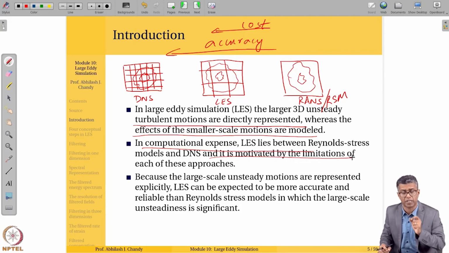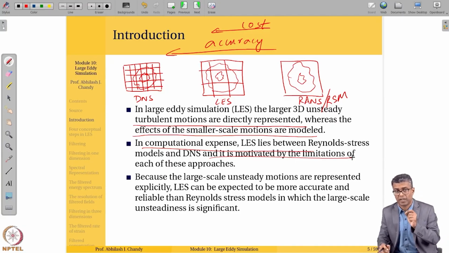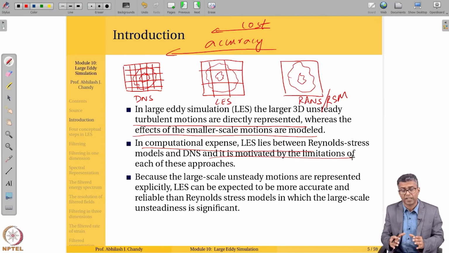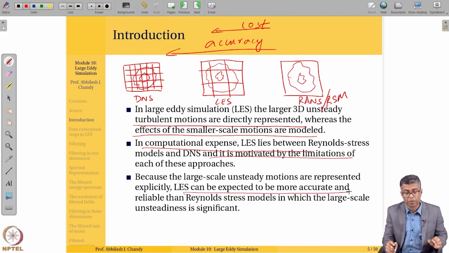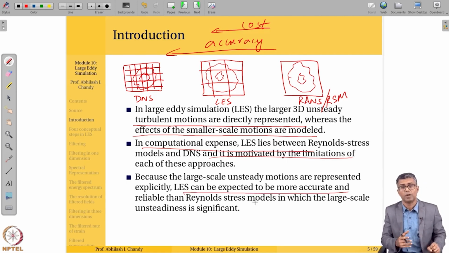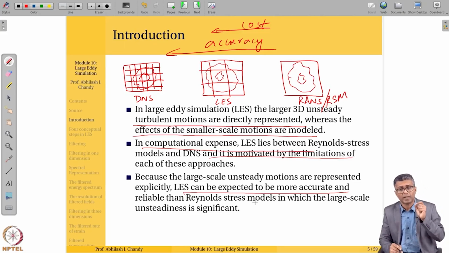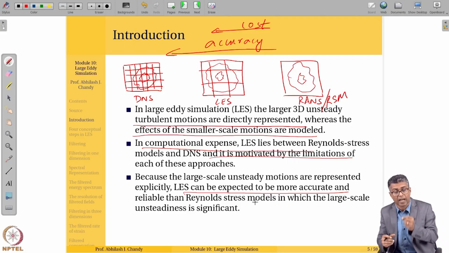What's the third point here? The large-scale unsteady motions are represented explicitly. Like I said, your grid is fine enough to represent the large-scale motions explicitly, which means LES can be expected to be more accurate and reliable than the Reynolds stress models, of course, because you have a grid that is finer than RANS, as is shown here, and the large-scale unsteadiness is captured because of it.